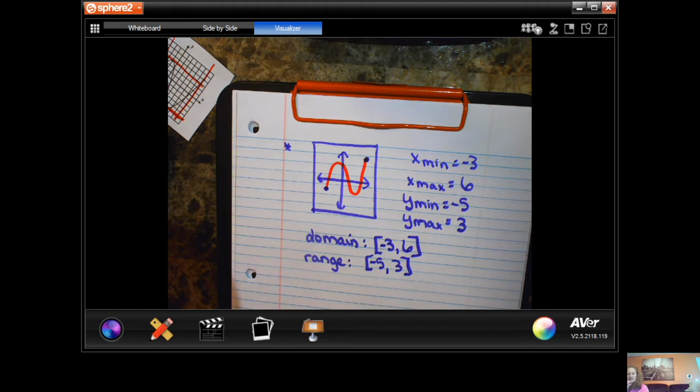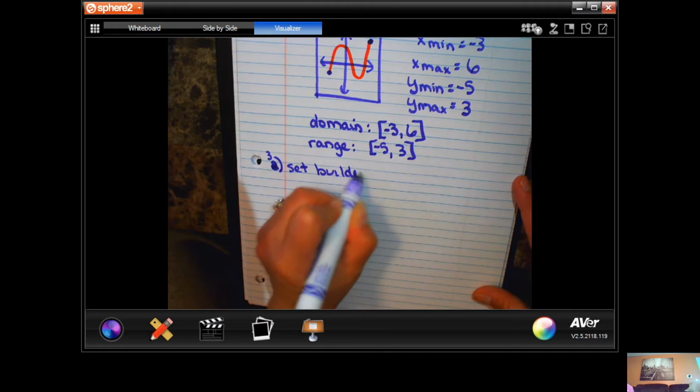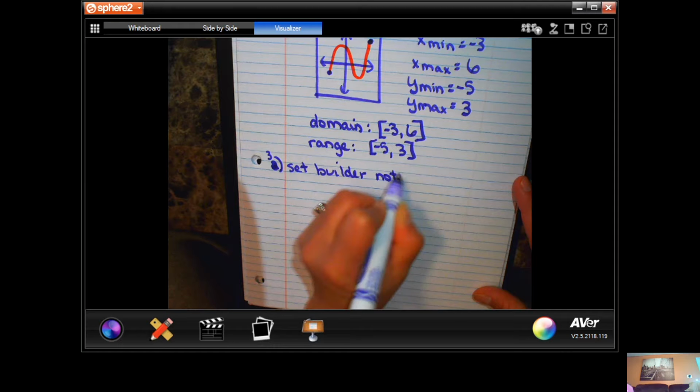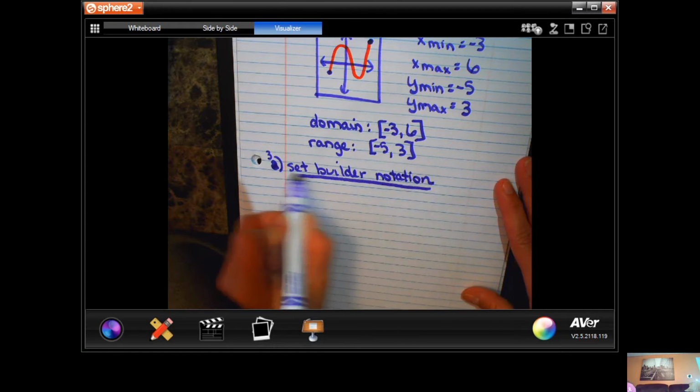The last form we're going to talk about today is set builder notation. So can you write number 3, set builder notation? And I'll move this up. So set builder notation. So these are the 3 ways to represent the domain and range. Domain is your x, range is your y.